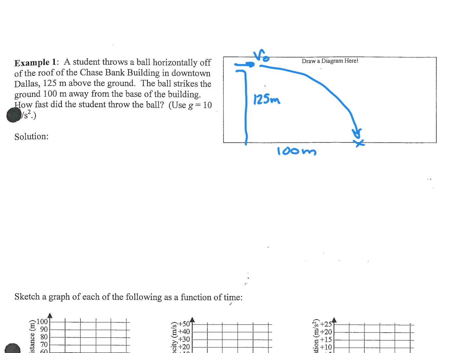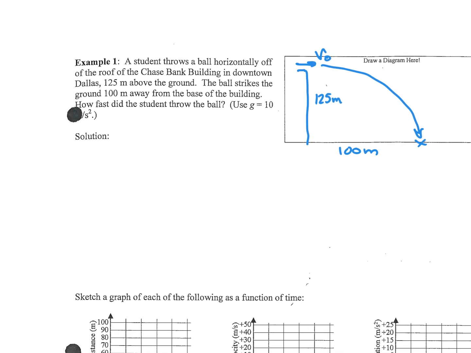Well, what do we know? What are we given? We are given that the acceleration in the x direction is 0. Acceleration in the y direction is negative g, or negative 10. We don't know v initial in the x direction, but we do know v initial in the y direction is 0, because they didn't throw it that way. They threw it sideways, horizontally.